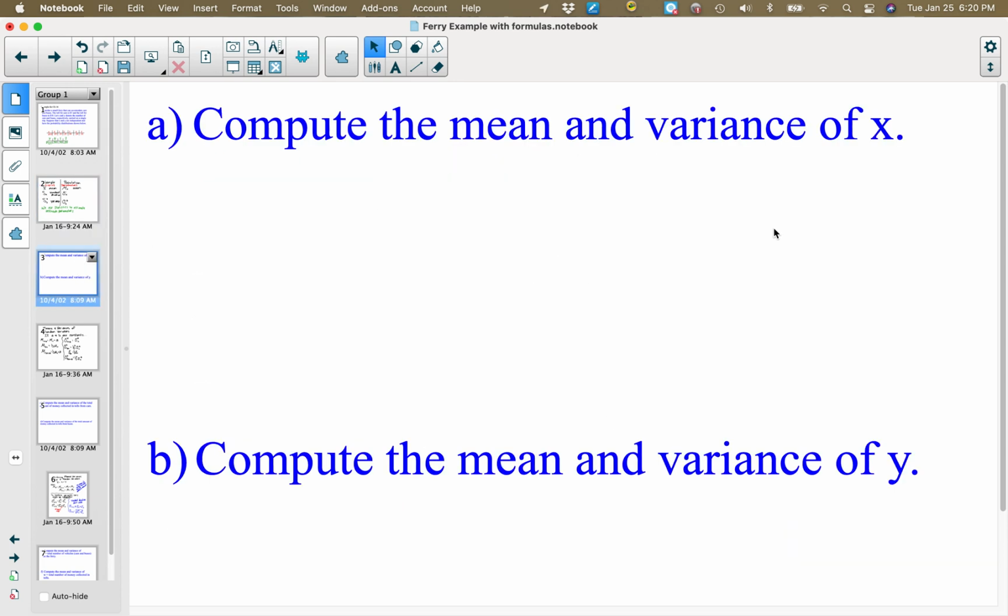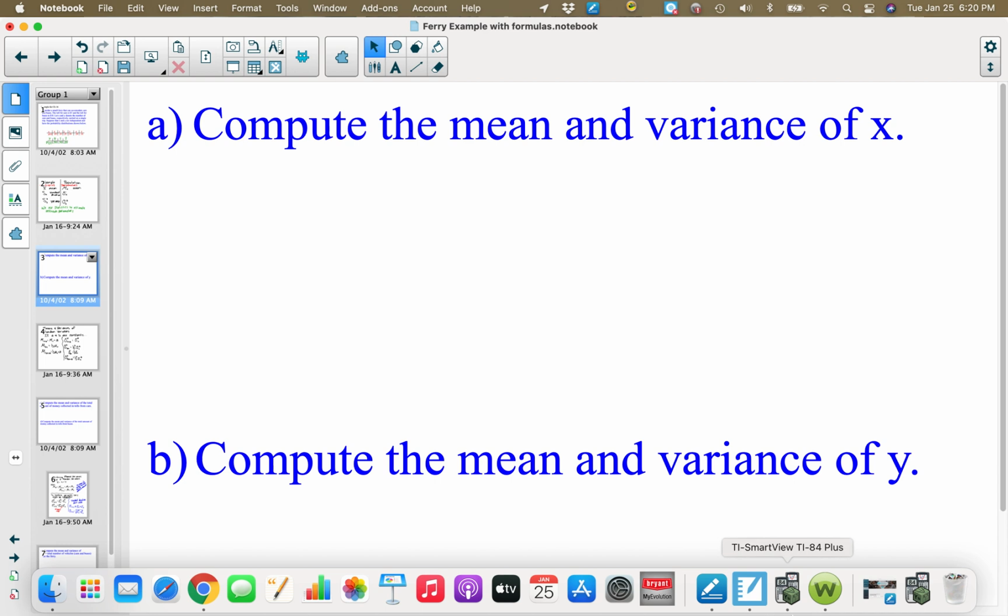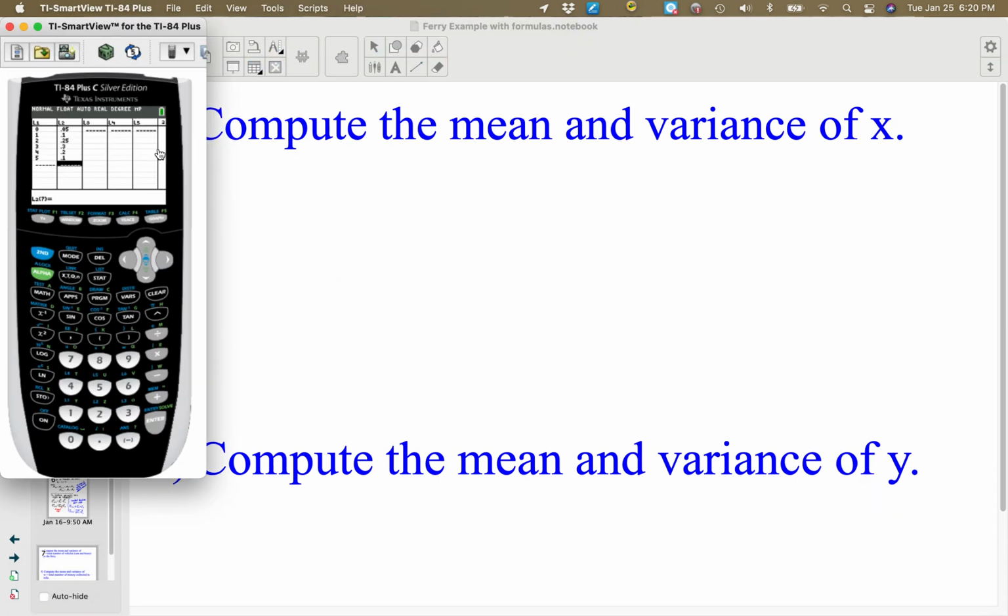So what we're going to do first is compute the mean and the variance of x. You already know how to do that, so let me just remind you. You're going to take your chart values, put all of the values of x in L1, and then all the probabilities, remember, in L2. Then I do stat, calc, one-variable stats, and I already have that set up with L1 and L2, and we get our mean is 2.8.